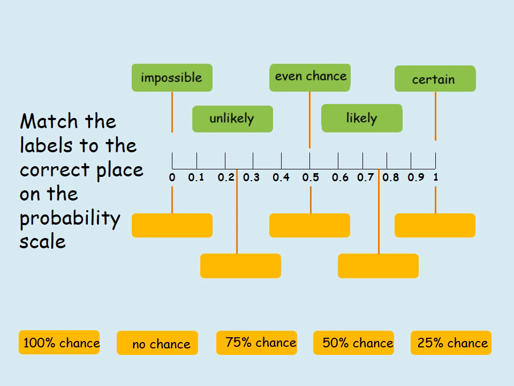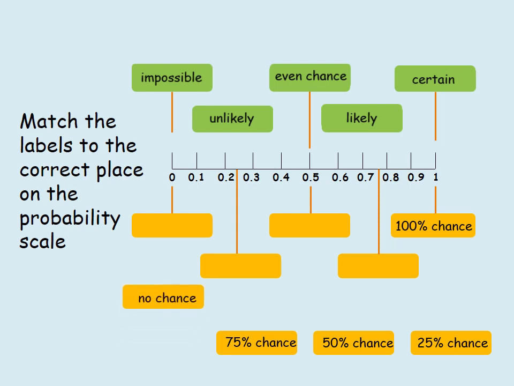100%. 100% means what? Impossible, unlikely, even chance, likely, certain. What do you think? Yes, it's certain. That means 100% this event will happen. No chance. That means what? Impossible.